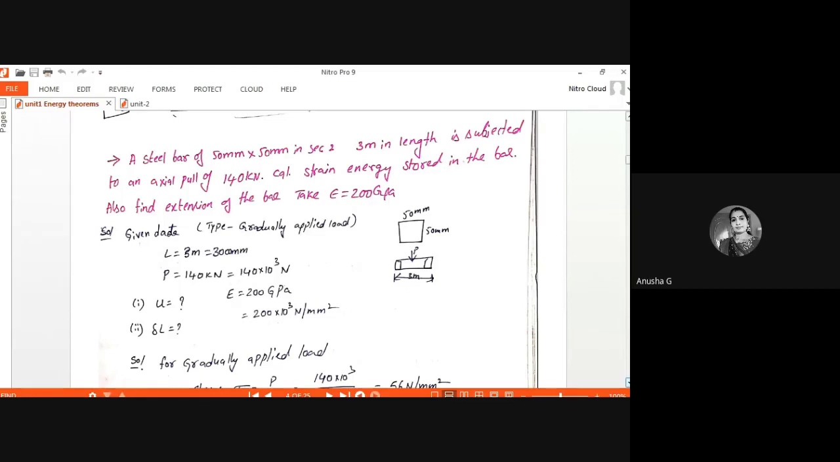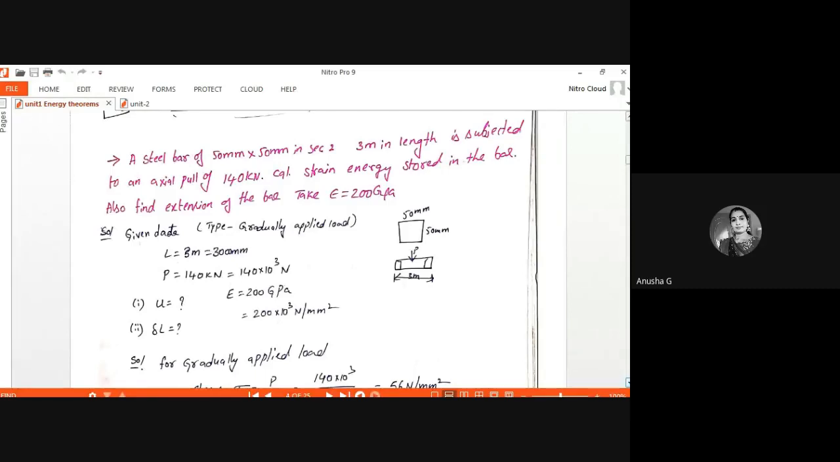First, all of you note down the question clearly and then write the given data as per the question. Here they are not at all telling us there is a suddenly applied load, and they are not telling that the load is falling from a certain height. So we have to take this as a gradually applied load. The load is 140 kilonewton.